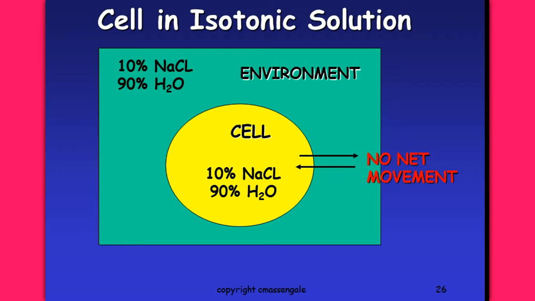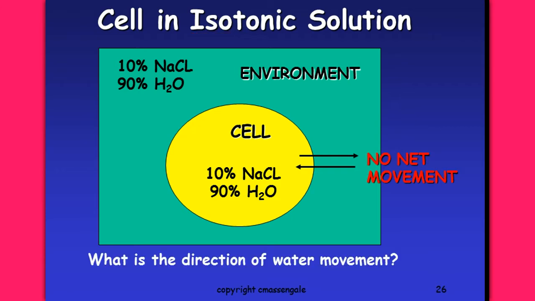A cell in an isotonic solution, okay, that refers to the solution in the environment. That solution in the environment is the exact same as what's in the cell. So when I look at this one, the isotonic solution, iso means that they are equal. So I've put an equal sign in between the cell and the environment. So what is the direction of water movement? Well, in this case, there is no net movement of water.